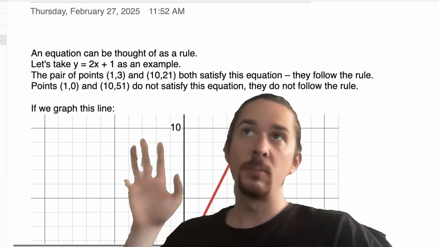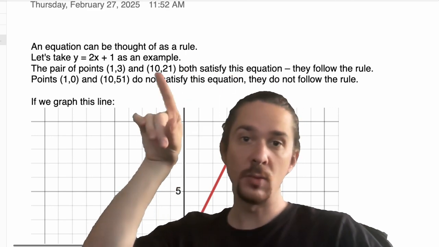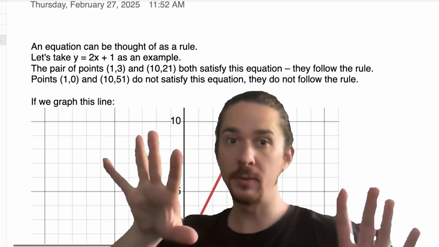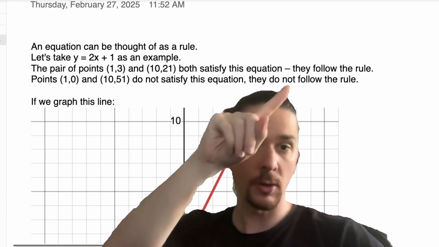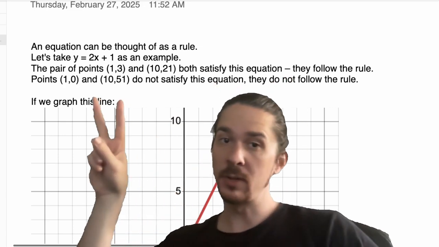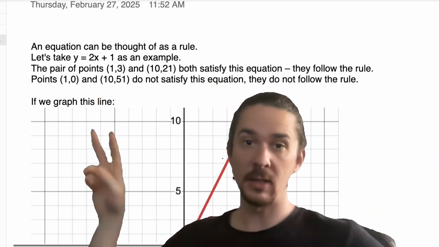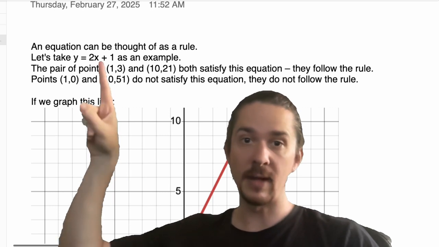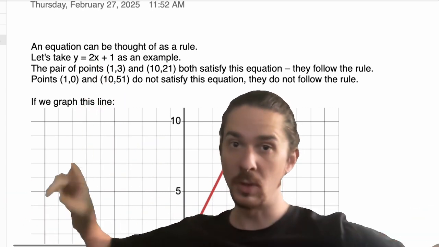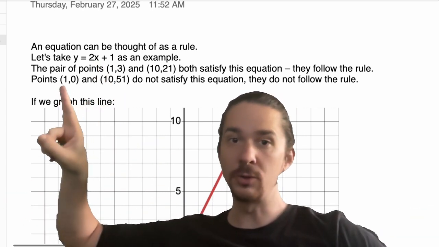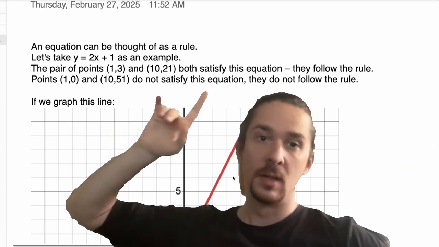I've listed a pair of points here, 1, 3 and 10, 21. Pause and check. Both of them do satisfy the equation. They follow the rule. Here are a pair of points. Pause and check. They don't satisfy the equation. If you substitute these x and y values into this equation, it's not true, right? 0 does not equal 2 times 1 plus 1. It's not true. They don't follow the rule.